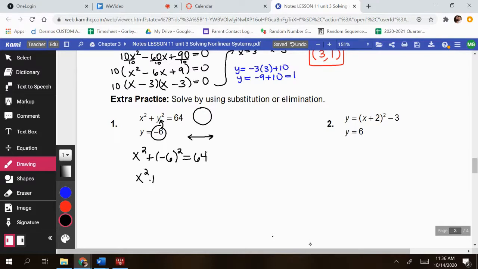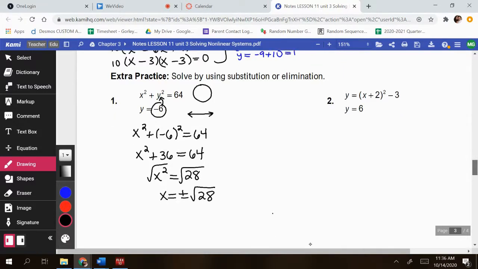So I get x squared plus 36 equals 64. If we subtract 36 on both sides, we get that x squared is 28. Right, square root both sides, and don't forget your plus or minus. We have to simplify the square root of 28.